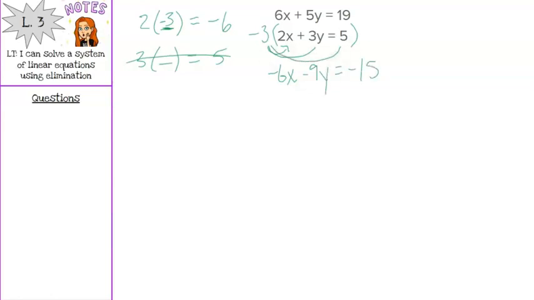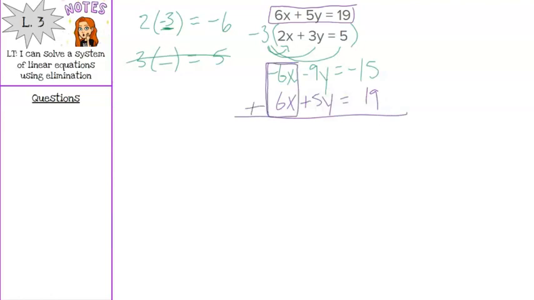And now that we have done that multiplication, I'm going to rewrite this top equation right below that. 6x plus 5y equals 19. And now I can add up my two equations, and I can see right now that I have those opposites, negative 6, positive 6. Those are going to eliminate, and then we can add up the rest.